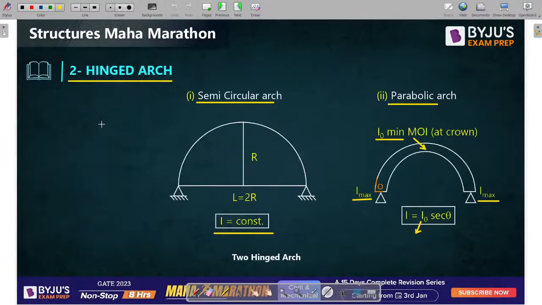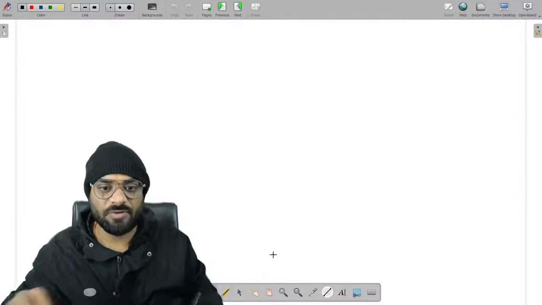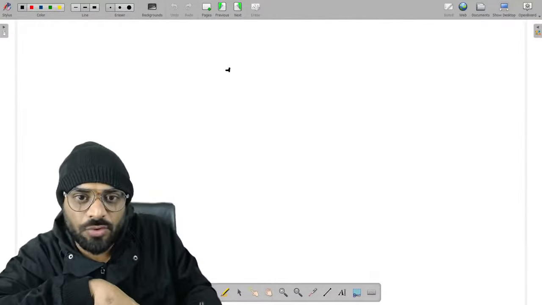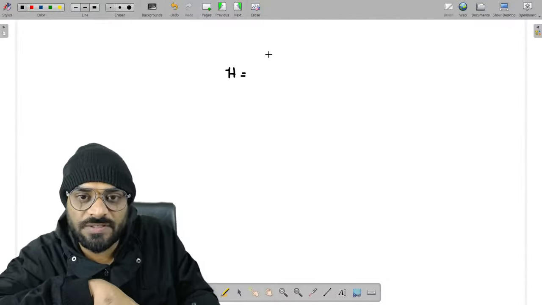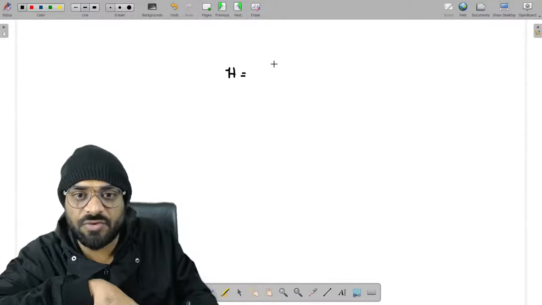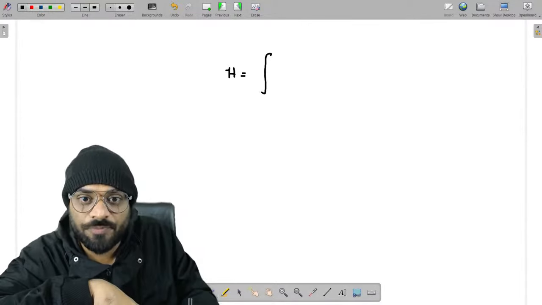I think you remember this formula. First, I will write that formula, then I will discuss the further things. Okay, wait a second, guys. I will write certain formula over here. Do you remember, guys, how to calculate the horizontal thrust in case of two-hinge arch? Tell me yes or no.